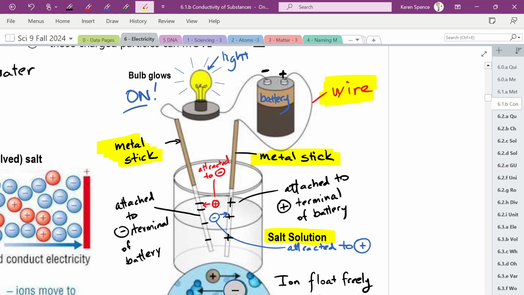Okay. Now, what is flowing in, what charged particles are flowing in the wire?